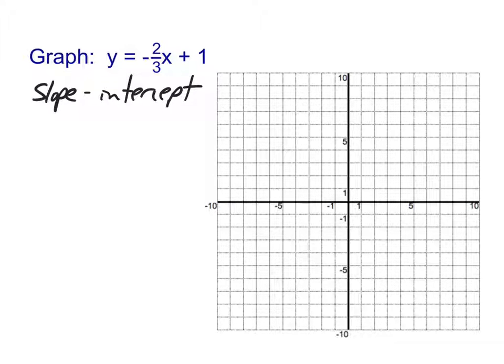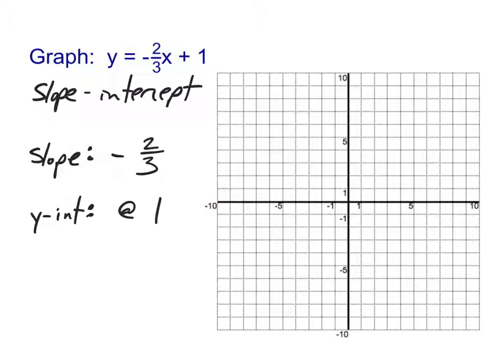Now, the reason why it's slope-intercept is because I can just look at the equation and tell what the slope is and what the y-intercept is. Now, the slope here, that's always going to be whatever is multiplied by the x. In this case, that's the whole negative 2/3. My y-intercept is whatever's added or subtracted onto the end. That's going to be the plus 1. So my y-intercept is actually at 1. Technically, that would actually mean that it's the point 0, 1.